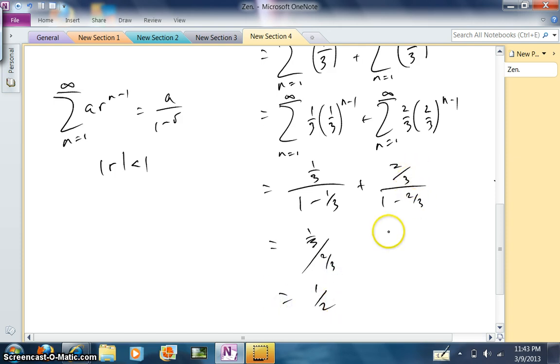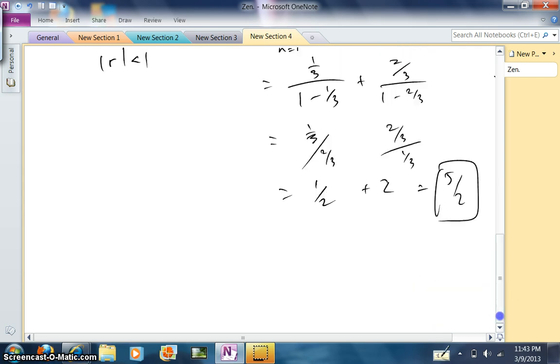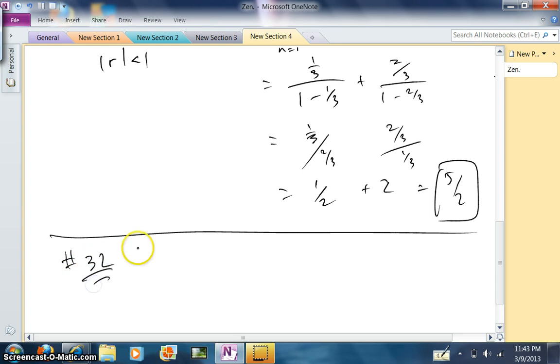And then here I have 2/3 over 1/3, that's equal to 2. So I have 5 halves. That's the final answer. Okay, get another chance to practice that. Let's do number 32. I have 1 plus 3 to the n over 2 to the n.